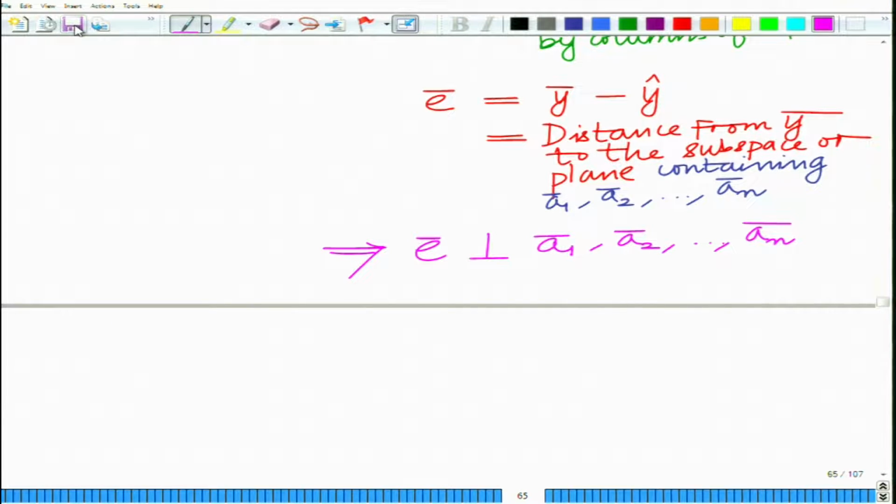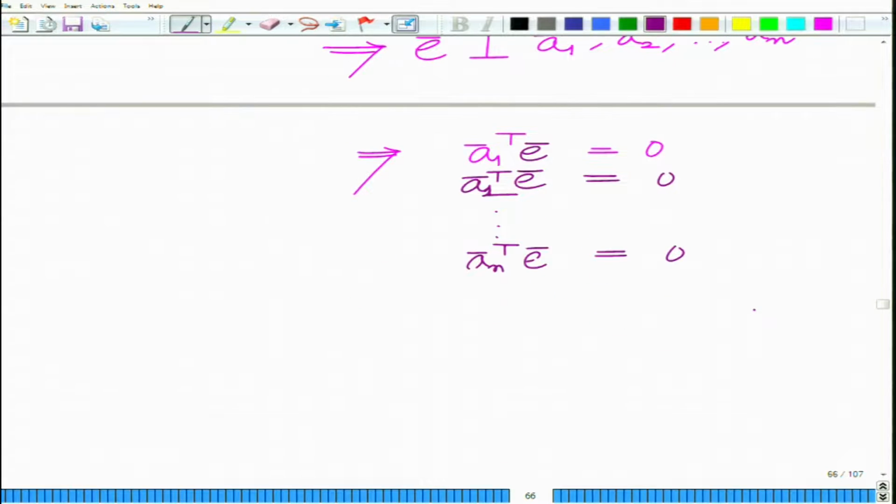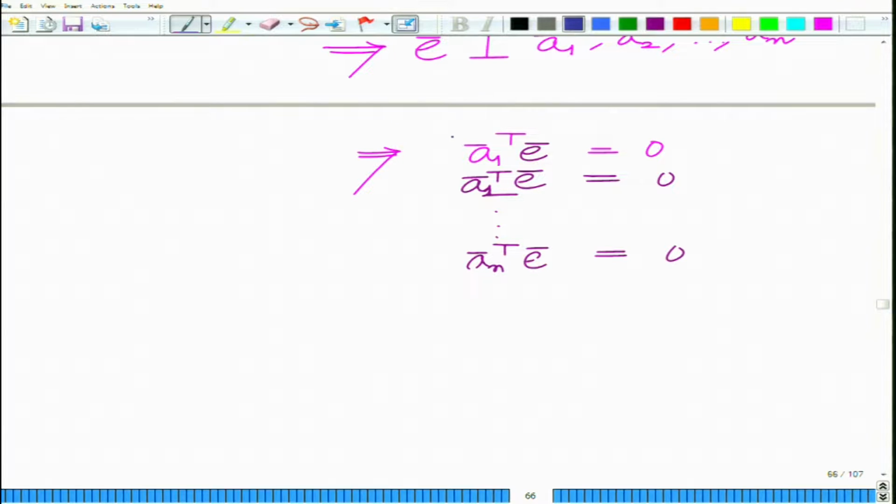So, E bar has to be perpendicular to the subspace, and we know the condition for orthogonality. Two vectors are orthogonal when their inner product is 0, which means we must have A1 bar transpose E bar equal to 0, A2 bar transpose E bar equal to 0, and so on, AN bar transpose E bar equal to 0. That is, E bar has to be orthogonal to all these vectors A1 bar, A2 bar, up to AN bar. And now you can write this as a matrix.